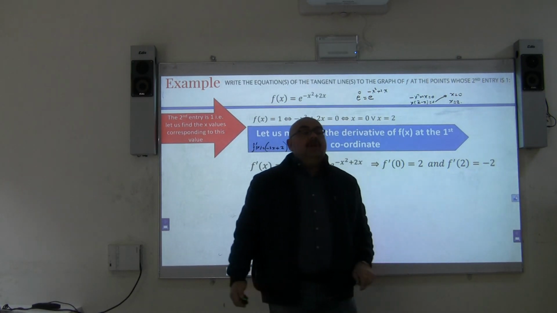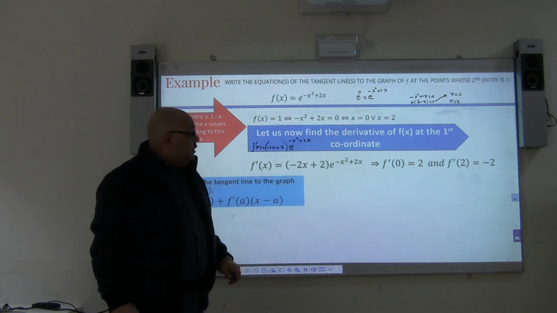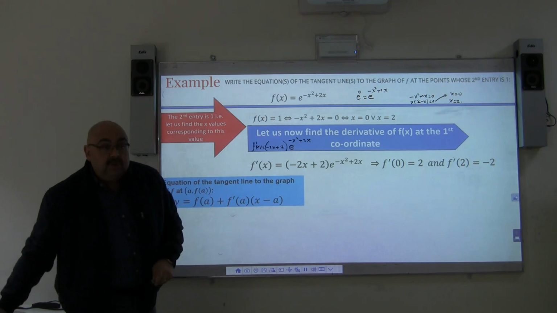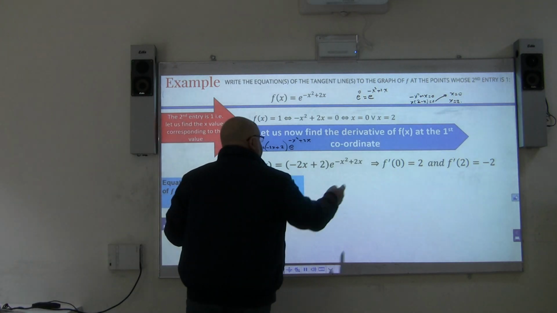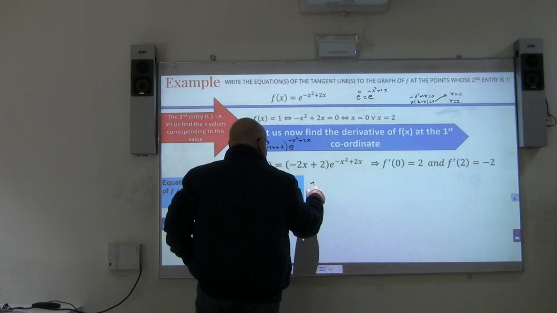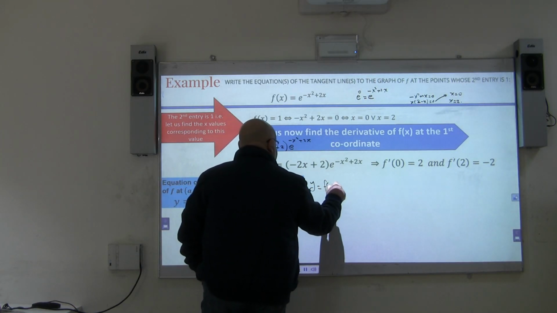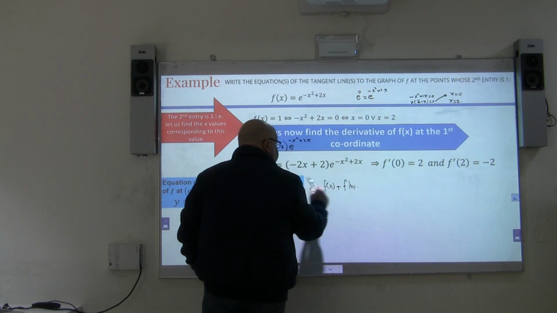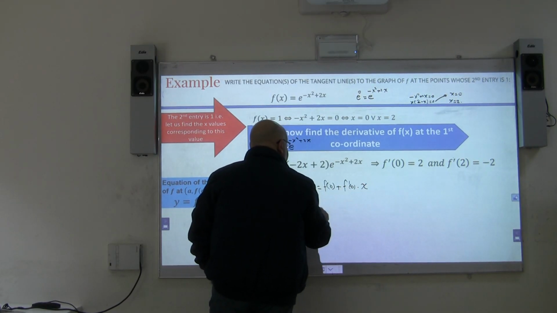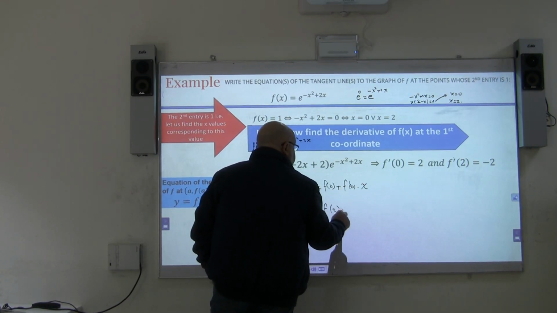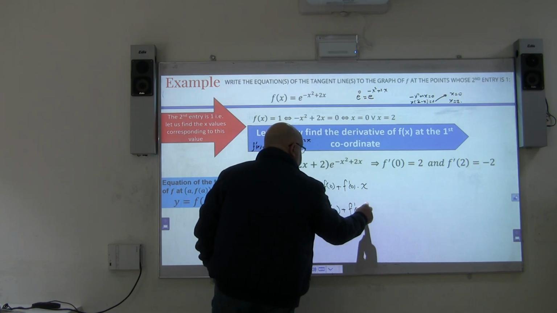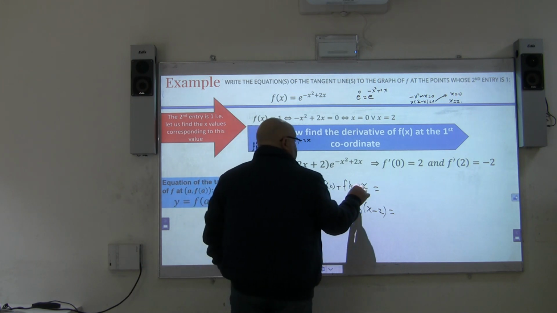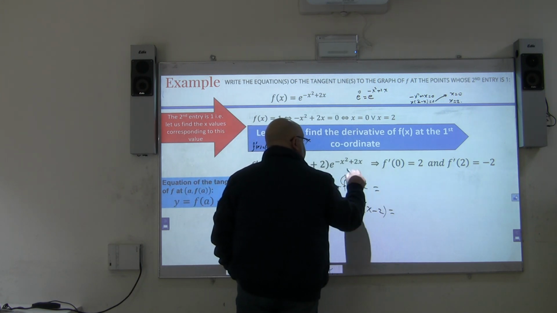I need to write the equation of the line. Can you memorize it? The equation of the line is f of a plus f dash at a times x minus a. Which means if I want to write it at 0, y is going to be f at 0 plus f dash at 0 times x minus 0, so it's just x. For the second point, it's going to be f at 2 plus f dash at 2 times x minus 2, which is going to be 2. For the first one, f dash at 0 is equal to 2.